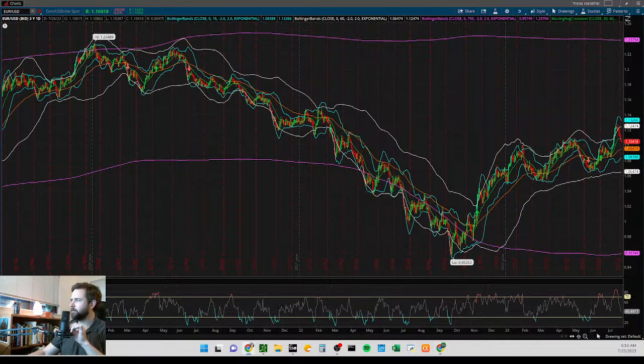Don't forget to know what your position sizing is.